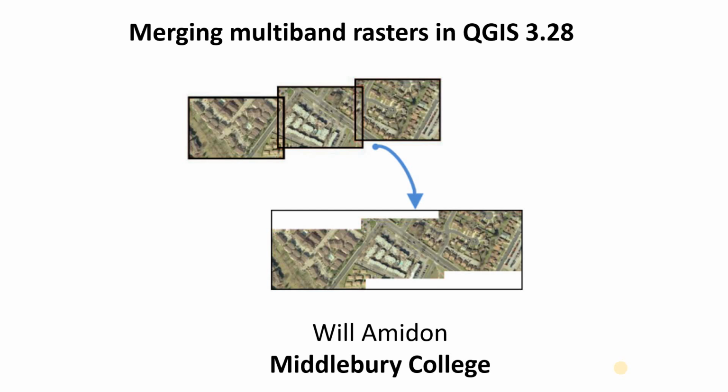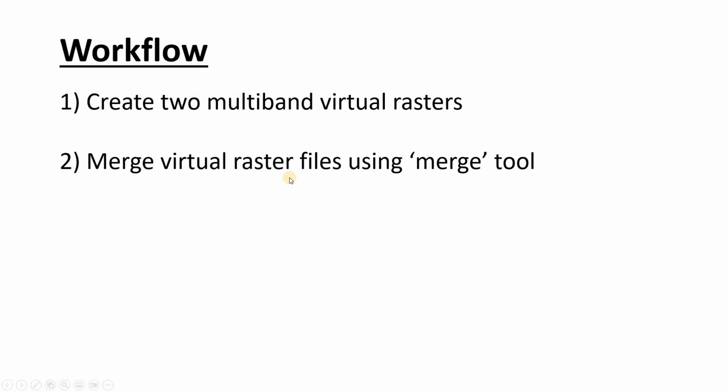Hi everybody, in this video I'm going to show you how to merge two multiband rasters into a single raster file in QGIS. So the workflow is going to be that first we're going to construct two multiband virtual rasters, and then we're going to merge the virtual rasters using the merge tool.